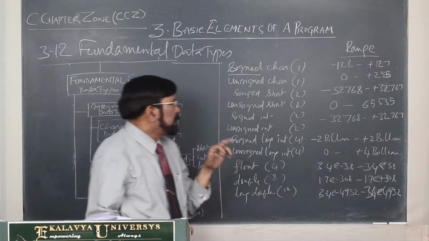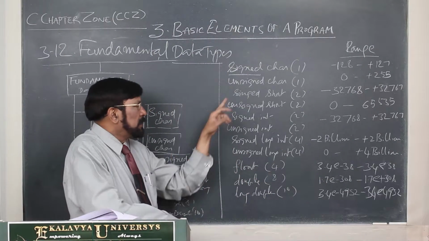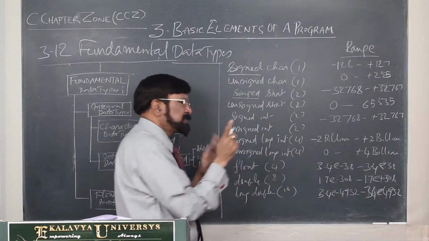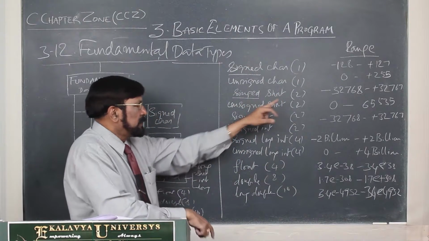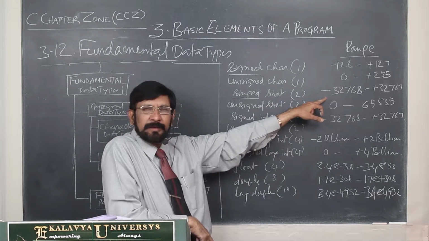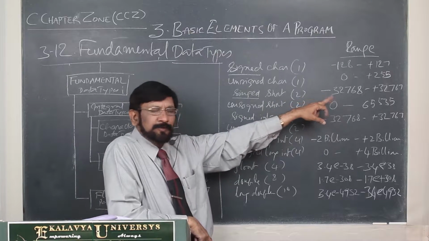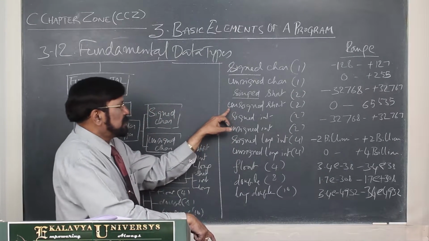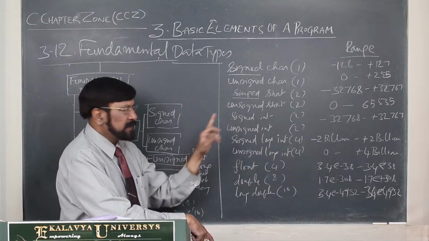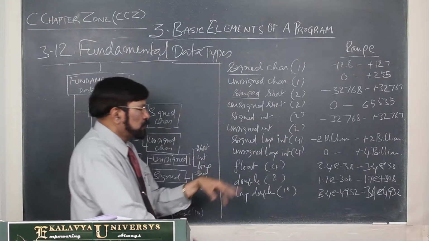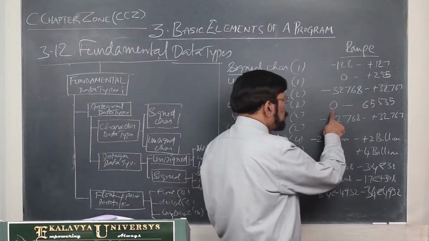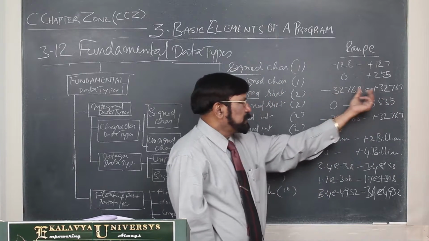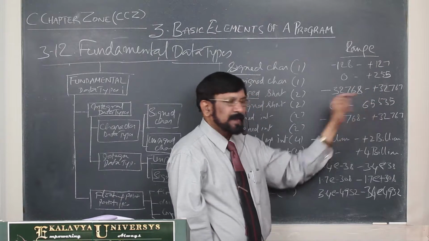Thereafter short, signed short. In case of signed short, if you simply write short, that is enough, and it is 2 bytes, its range is minus 32,768 to plus 32,767. Unsigned short: writing unsigned is mandatory. Size is 2 bytes, range 0 to 65,535. Now you see, the absolute values of the two you add, this comes.